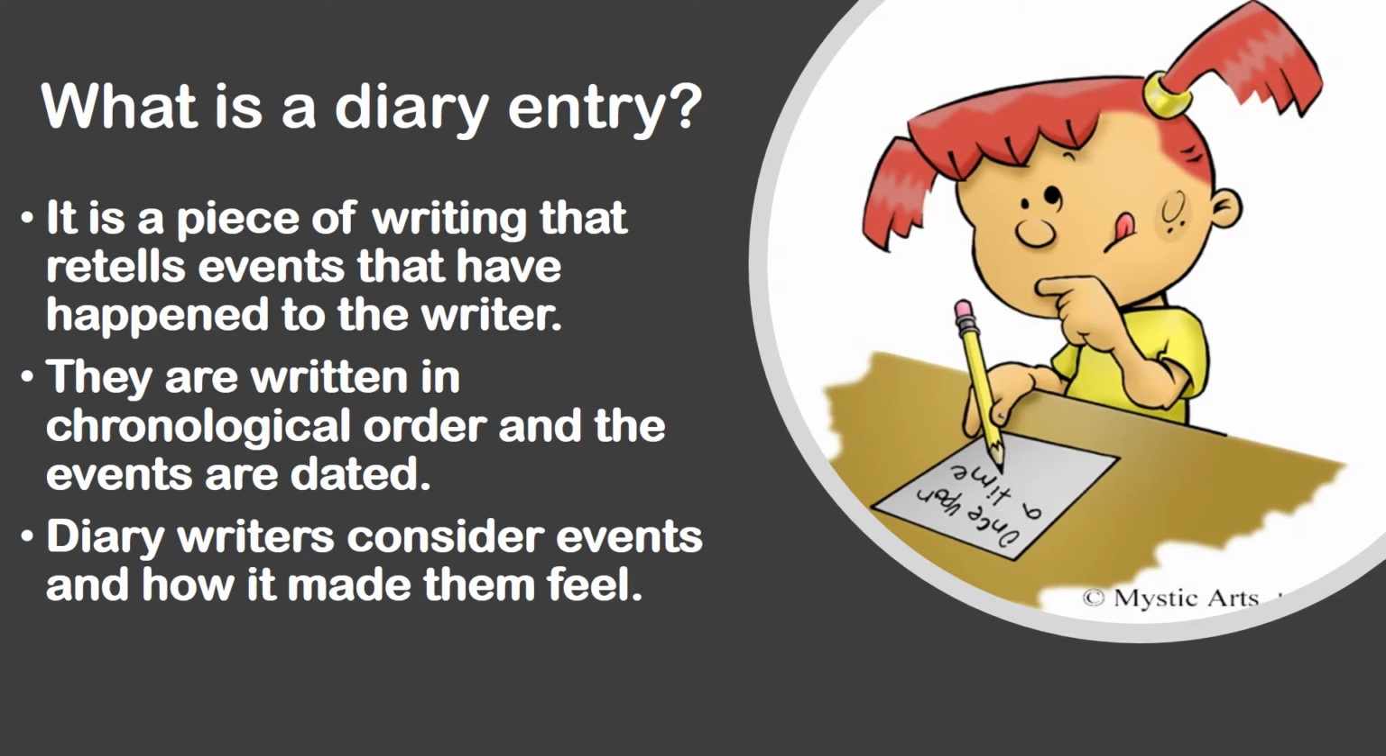It is a piece of writing that retells events that have happened to the writer. They are written in chronological order, and events are dated. Can you remember what the word chronological means? If not, use your dictionary to look for its meaning. Diary writers consider events and how it made them feel.